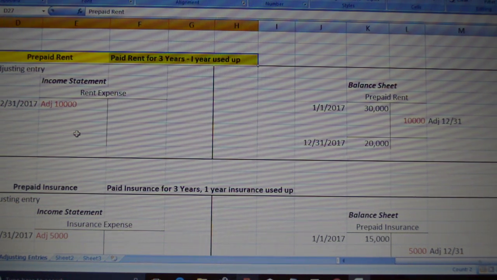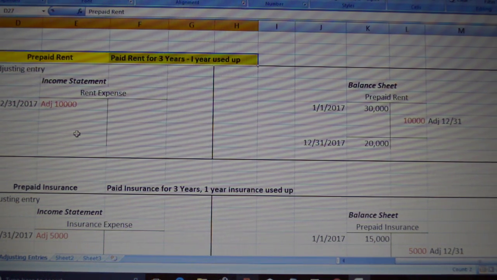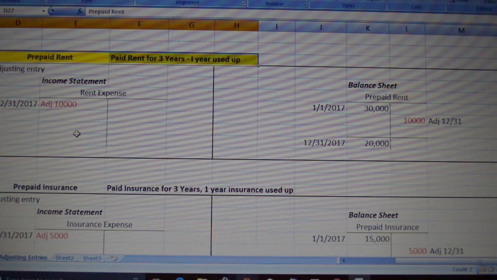So we will credit the prepaid rent account from our balance sheet, and we will also record the rent expense on the income statement, and that will be done by the adjusting entry on December 31, 2017. So our entries are: on the income statement, debit rent expense for $10,000, and on the balance sheet, credit the $10,000 from the prepaid rent.